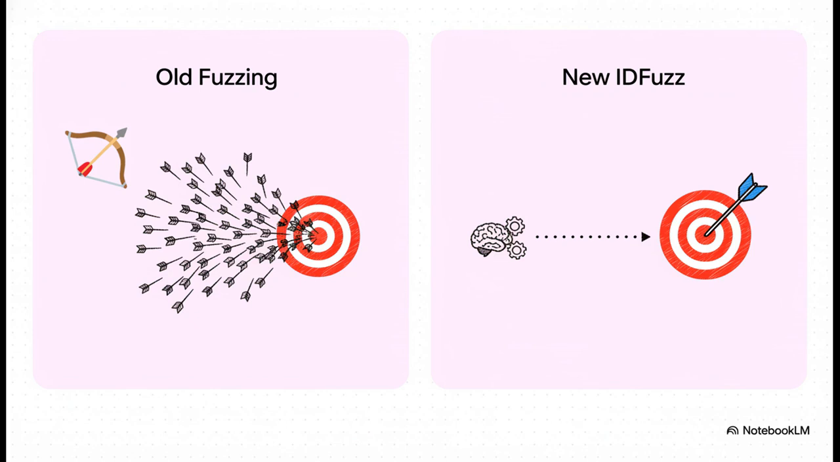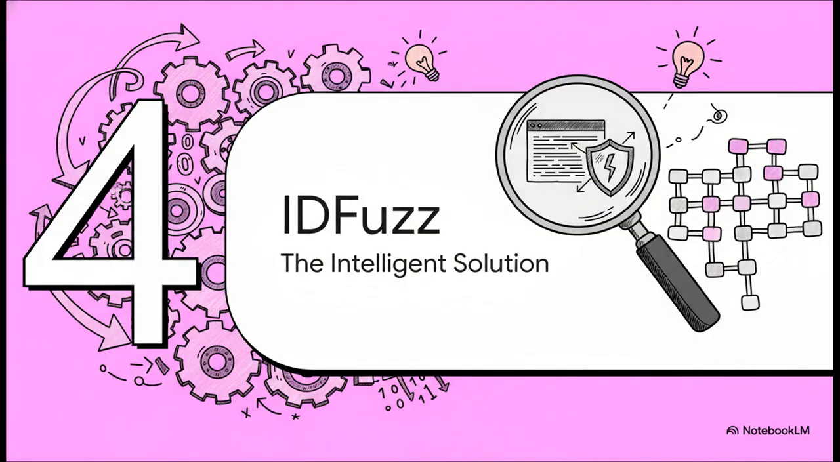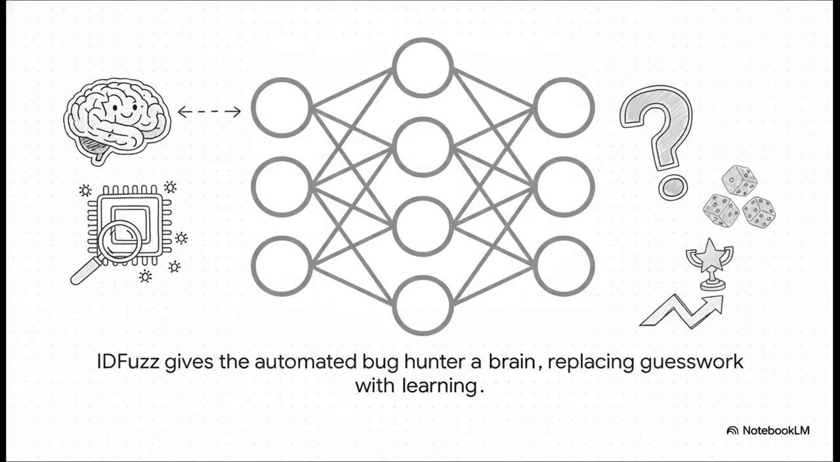This illustrates the difference perfectly. The old method is like an archer firing thousands of arrows into the woods, just hoping one hits the target. But this new approach, the one we're about to get into, is like having a single guided arrow that you know is going to hit the bullseye. So how do we make that leap from firing blindly to hitting the bullseye every single time? Well, the answer comes in the form of a new tool called IDFUZZ, and it is designed to be that intelligent guide.